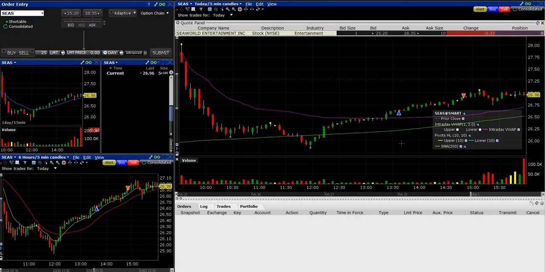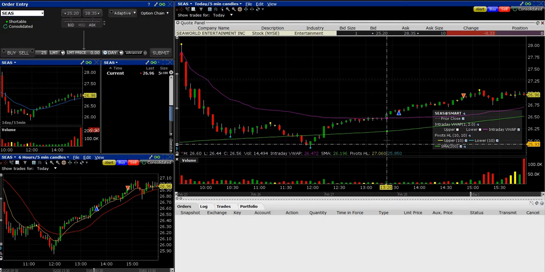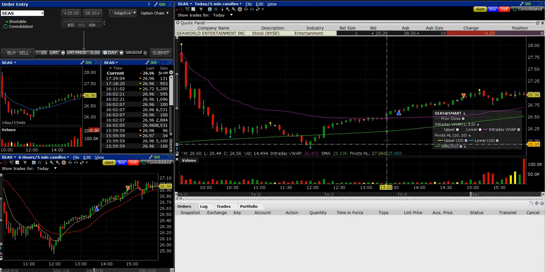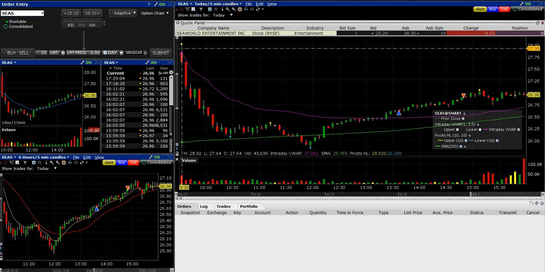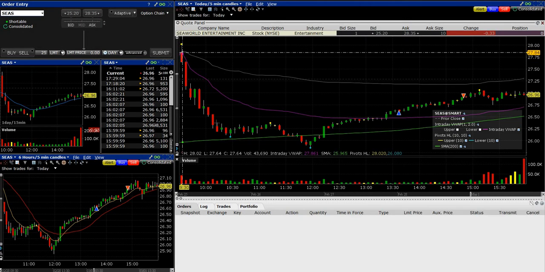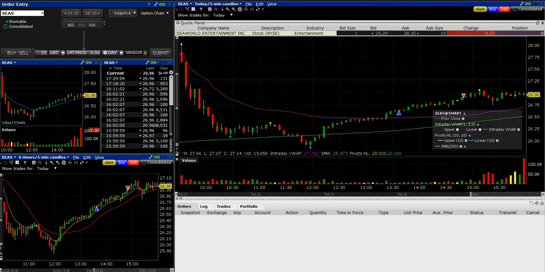SeaWorld. Now, I wanted to show this one because this is a really good example of a trade a new day trader should be looking for. And the reason being, as you can see, it fits the pattern that I look for in day trades, which is stocks that are down on the day. This did come up in my VWAP scan that looks for VWAP bounces.